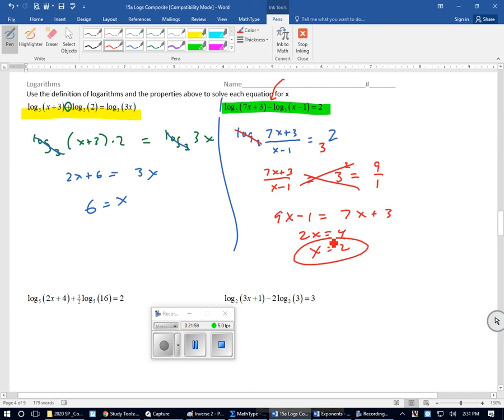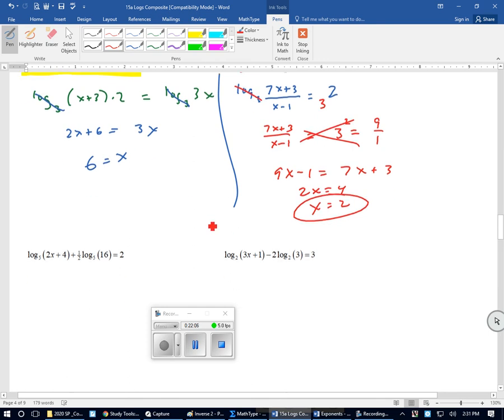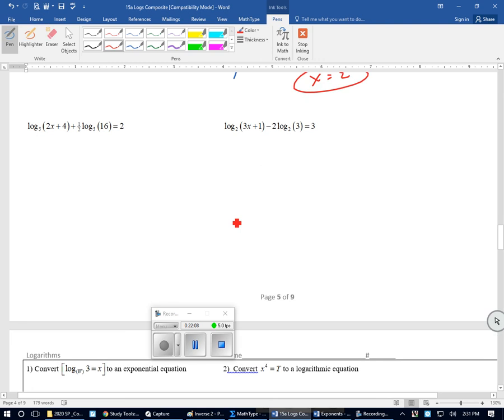You're really supposed to go back and make sure that none of these arguments are negative, because you can't have a negative logarithm, but I've made the problem so that they're not. All right.